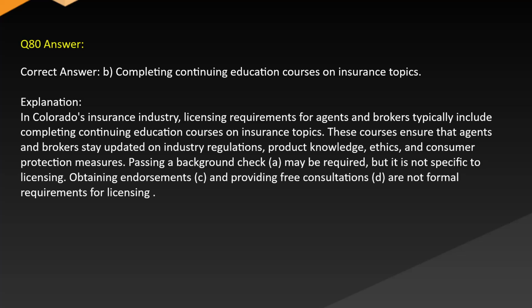Correct answer. B. Completing continuing education courses on insurance topics. Explanation. In Colorado's insurance industry, licensing requirements for agents and brokers typically include completing continuing education courses on insurance topics. These courses ensure that agents and brokers stay updated on industry regulations, product knowledge, ethics, and consumer protection measures. Passing a background check may be required, but it is not specific to licensing. Obtaining endorsements (C) and providing free consultations (D) are not formal requirements for licensing.